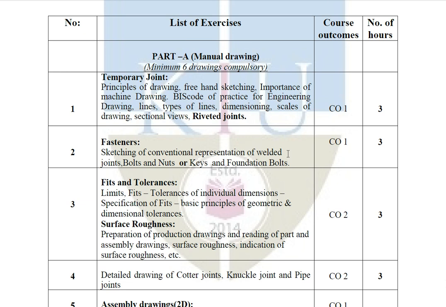Permanent fasteners mean that to dismantle the two objects, you have to completely break the joint. For example, if it is a welded joint, you need to break the complete weld in order to separate the two parts. Whereas bolt and nut come under temporary fasteners, because to separate the two components, all you need to do is remove the nut.